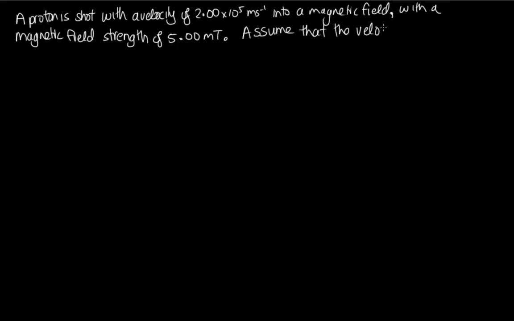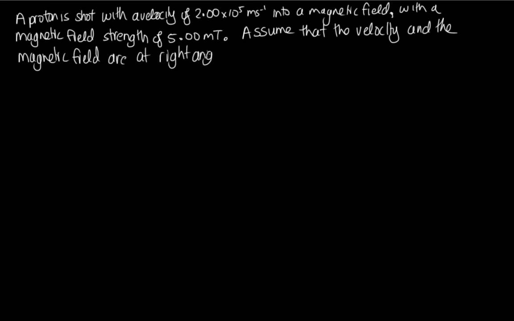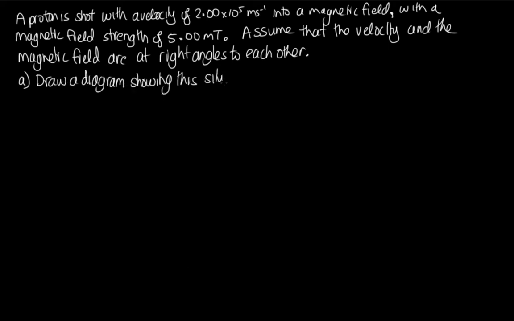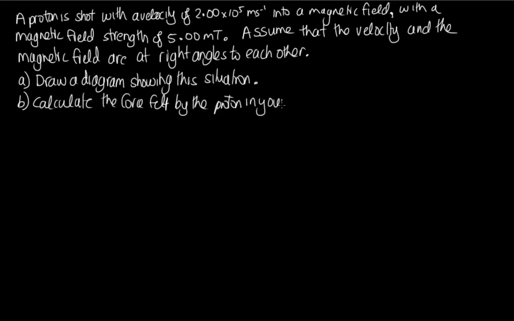Assume that the velocity and the magnetic field are at right angles to each other. Part A, draw a diagram showing this situation. B, calculate the force felt by the proton in your diagram. C, what is the acceleration of the proton in this case?